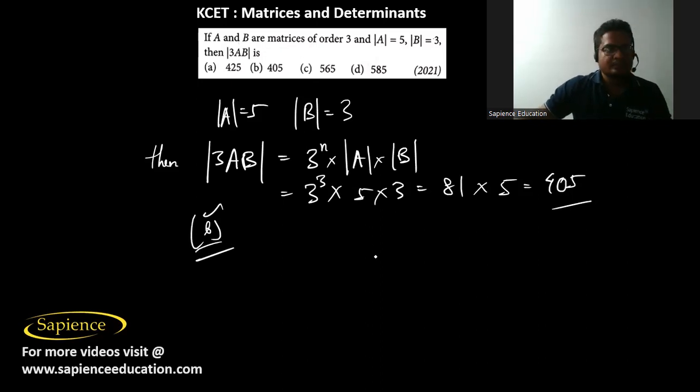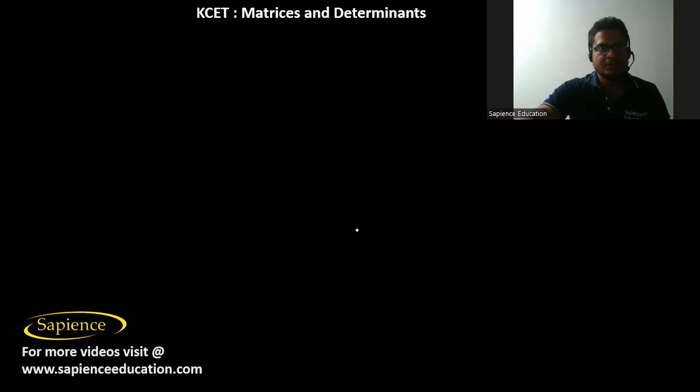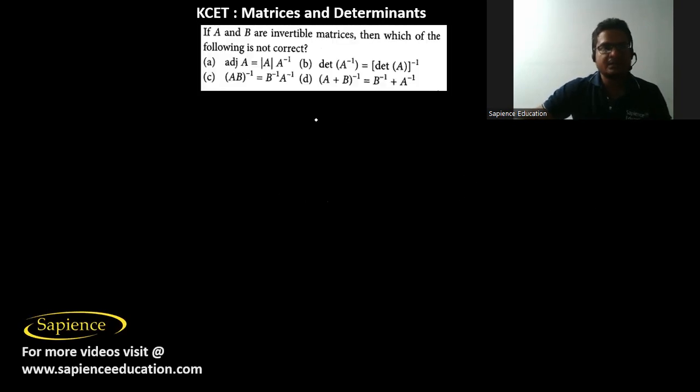Then here it is told that if A and B are invertible matrices, then which of the following is not correct?